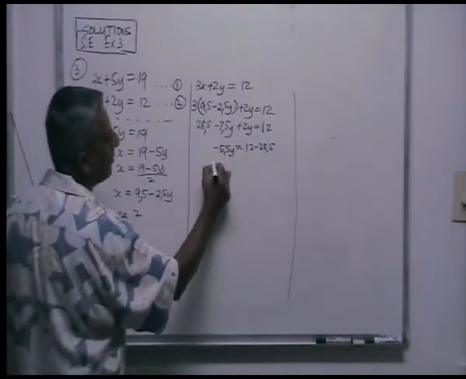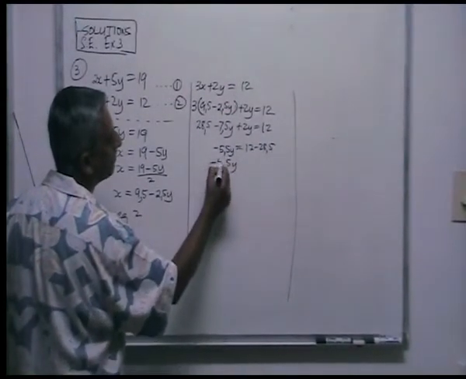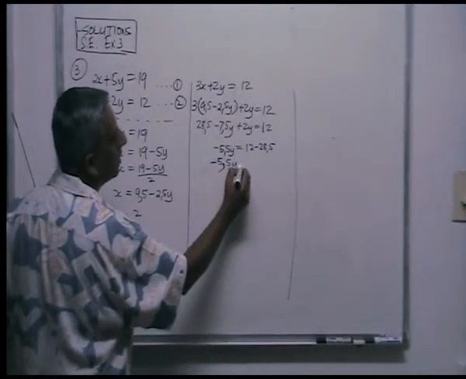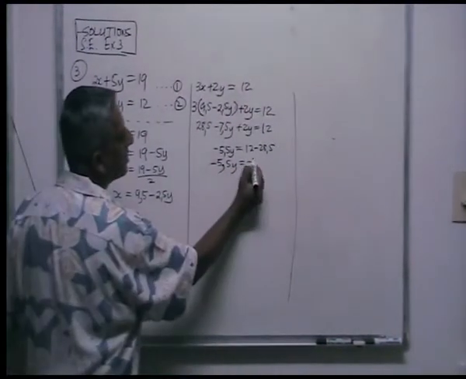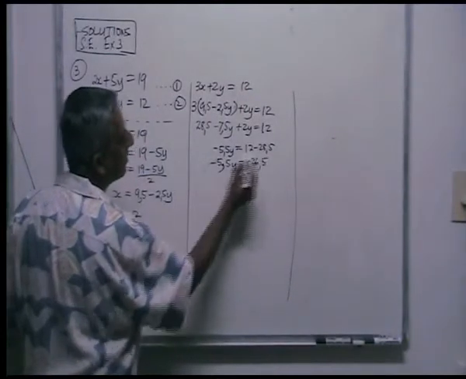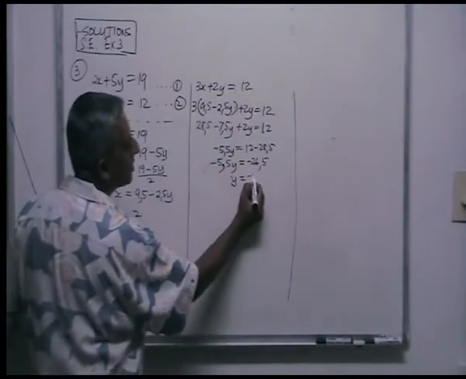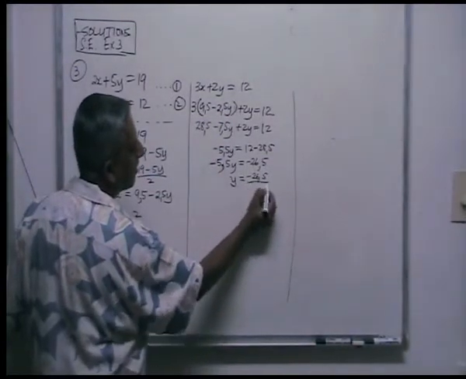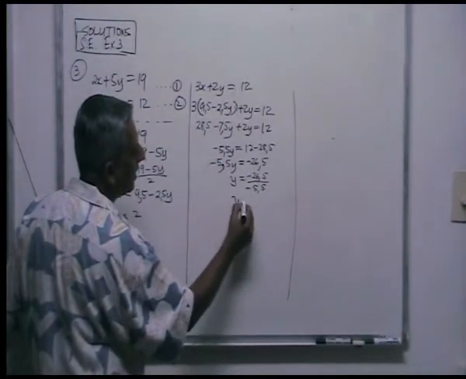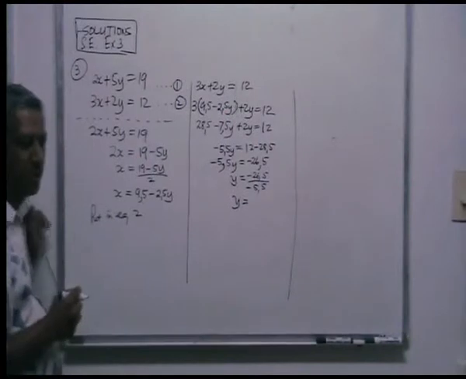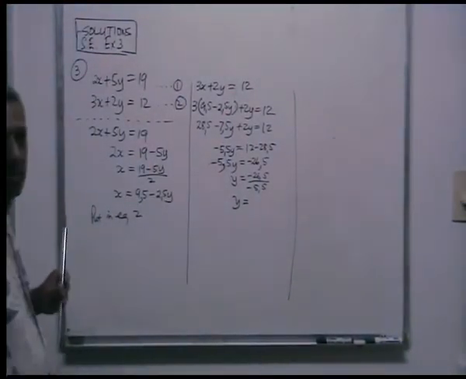So minus 5,5y is equal to 12 minus 28,5, which will give you minus 16,5. So y is equal to minus 16,5 divided by minus 5,5. Now take that and put it in the calculator. Alright?